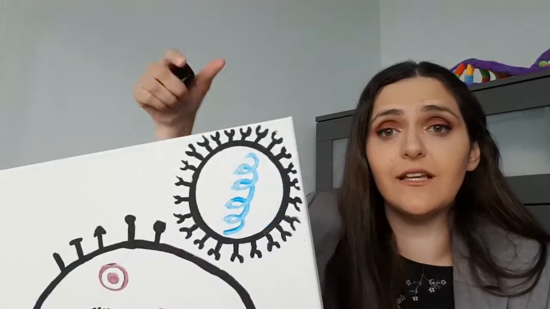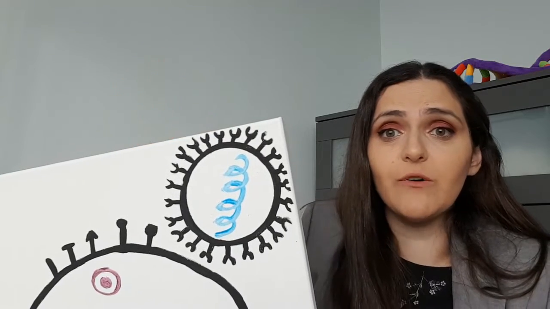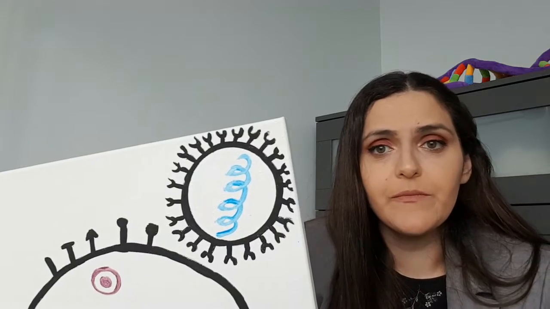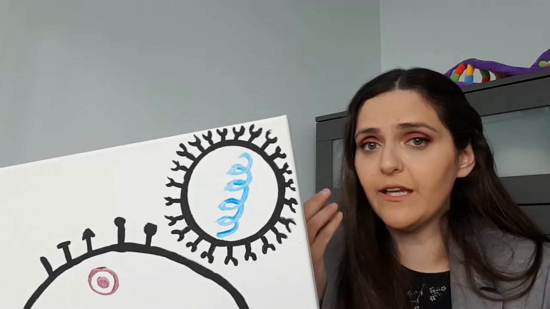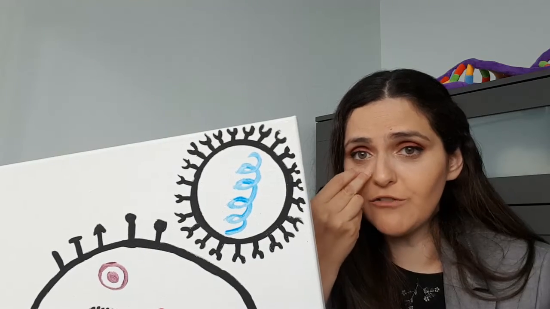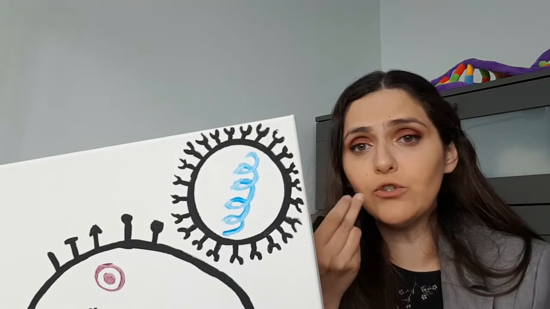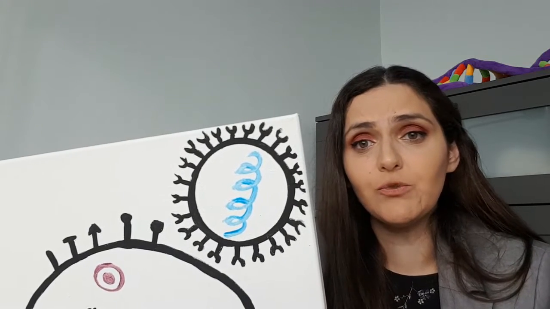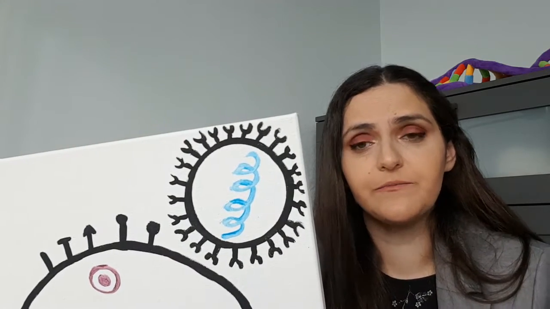So how does this virus, which is 1/100th the size of our cell, enter our body? So basically, first of all, we breathe in the COVID-19 virus. It enters through our nasal cells from our nose, or it goes through our mouth down into our lungs, and it enters through our lung cells.